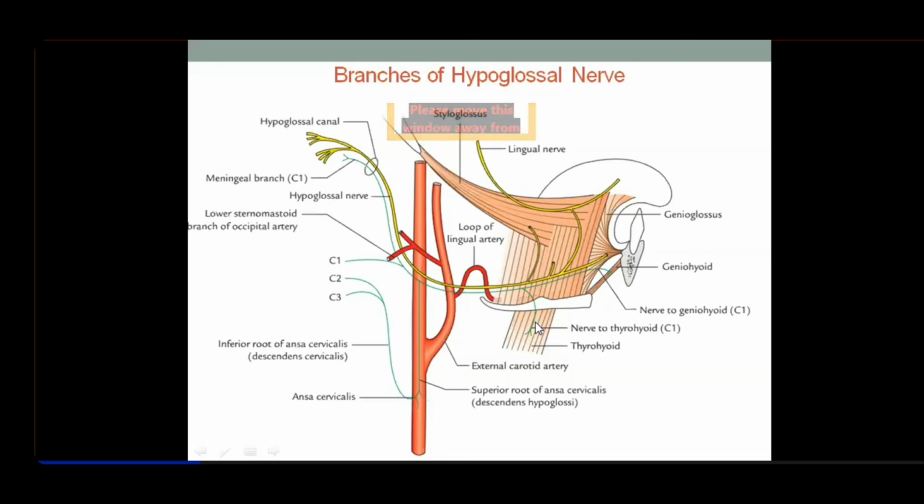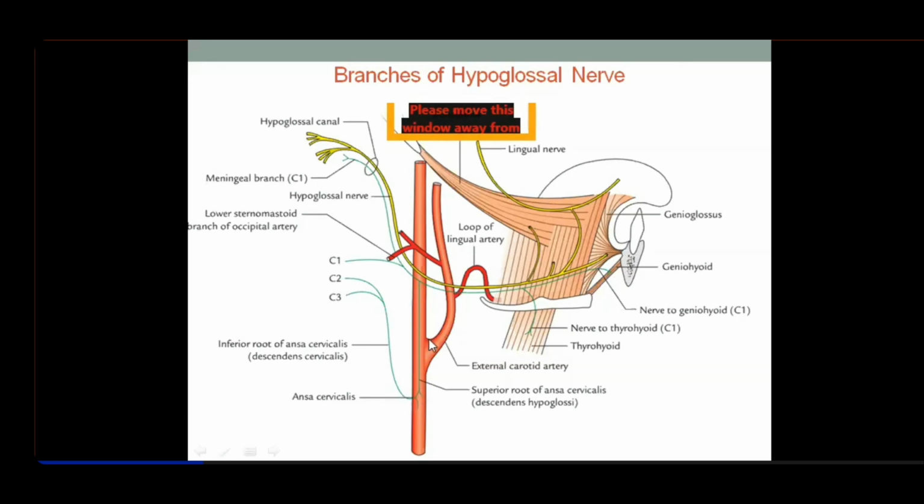So remember that the hypoglossal nerve, through its C1 components, gives three branches. One is the meningeal branch. The other is the descending loop, the descendens hypoglossi, or the upper root of the ansa cervicalis, and the two muscular branches to thyrohyoid and geniohyoid. Okay.